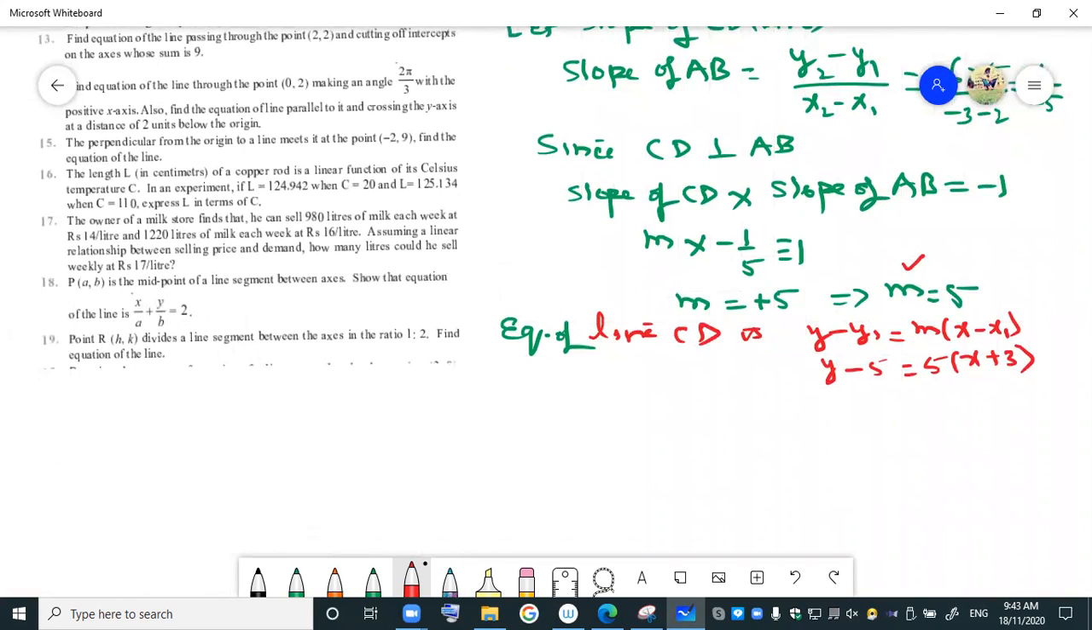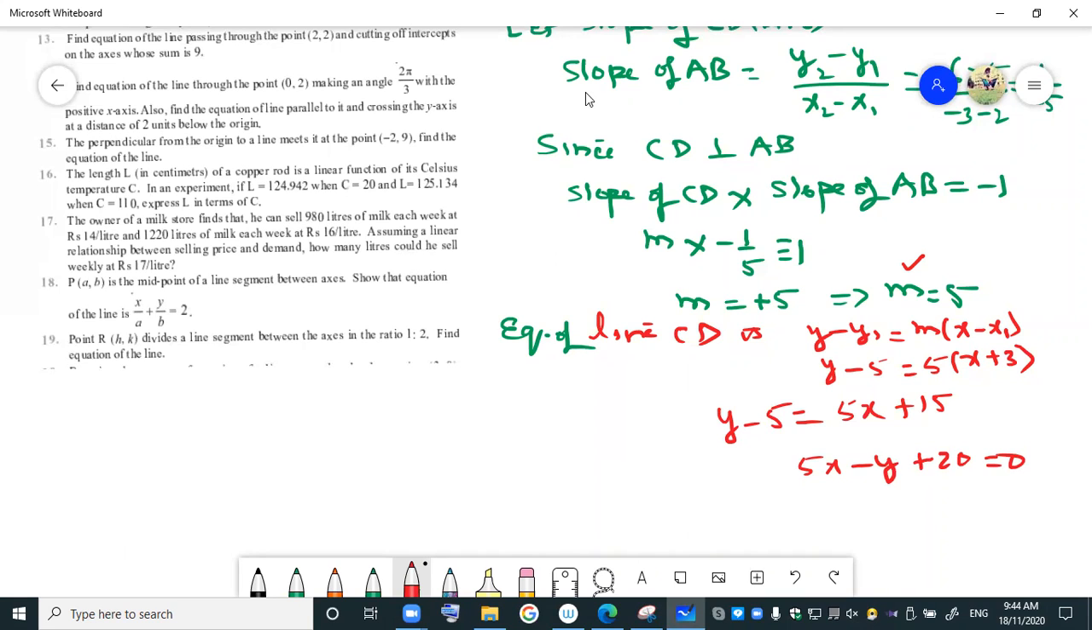Multiplying, we get y minus 5 is equal to 5x plus 5 times 3, which is 15. So this becomes 5x minus y plus 15 plus 5, which is 20, is equal to 0, which is the required equation of the given line CD.